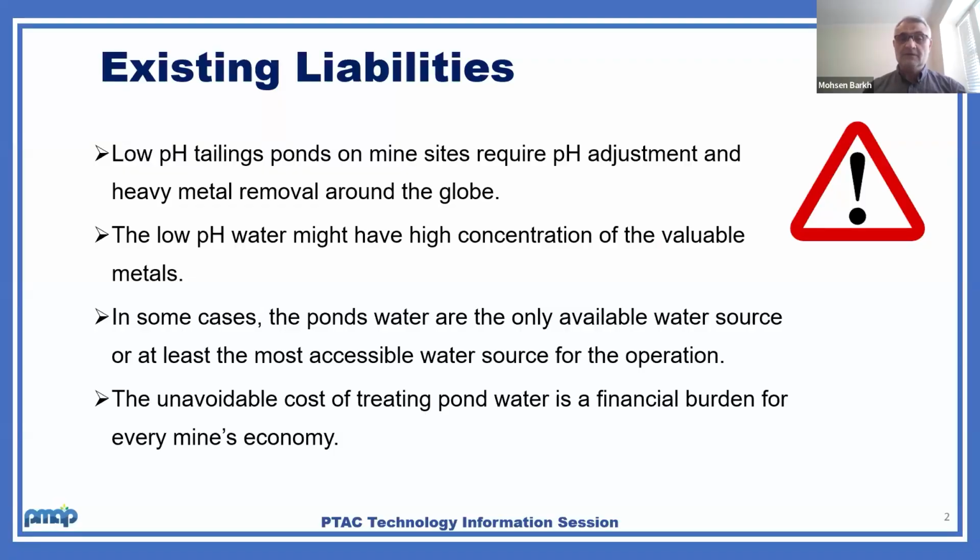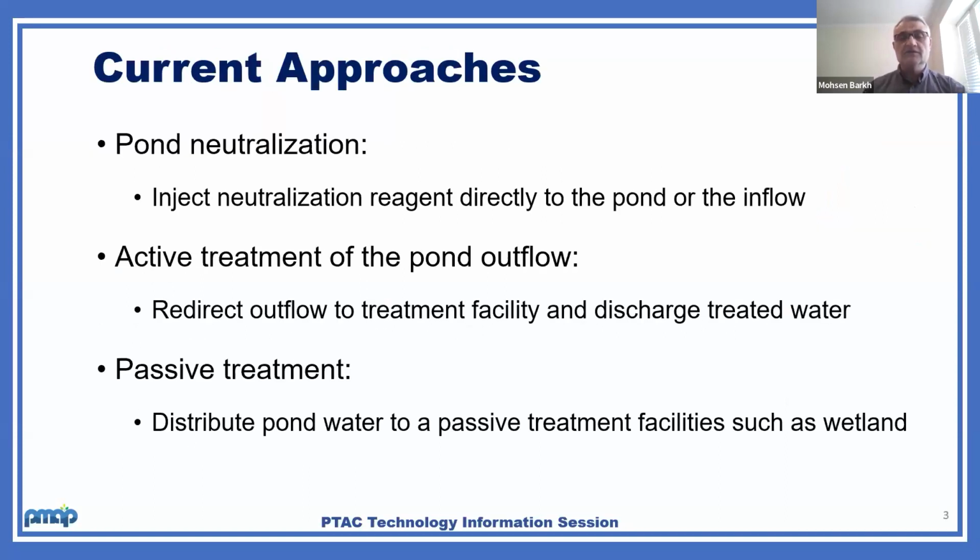However, there's an existing liability in the mining industry that we know as low pH tailing pond water, which requires pH adjustment before discharging, and normally has a high concentration of heavy metals due to the low pH. In some cases, this tailing pond is the only available source of water or the most accessible one. Treating it is a financial burden for the mining and the oil and gas industry. Currently, there are three different approaches for treating the water.